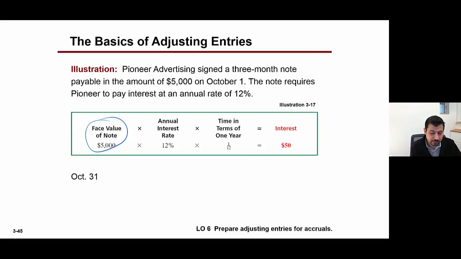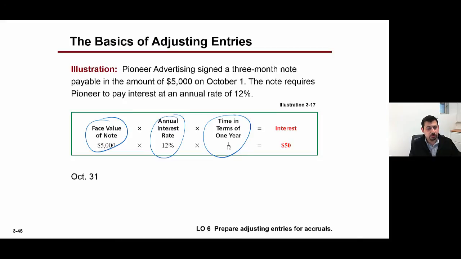Then the annual interest rate. Whenever they give you an annual interest rate, you need to also multiply by the time in terms of the year, for example, how many months. So in this case, it's $5,000 multiplied by 12% multiplied by 1/12, because it was for 1 month. And the amount eventually is $50.